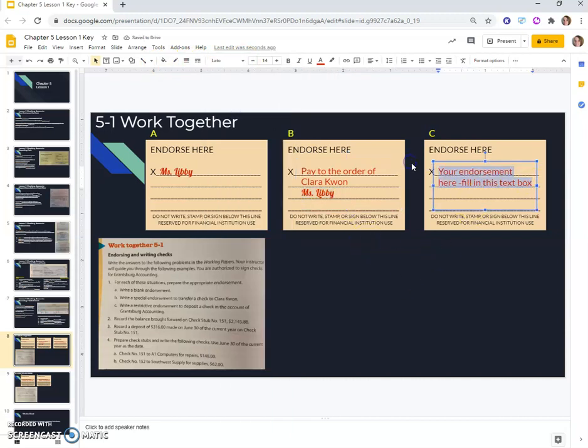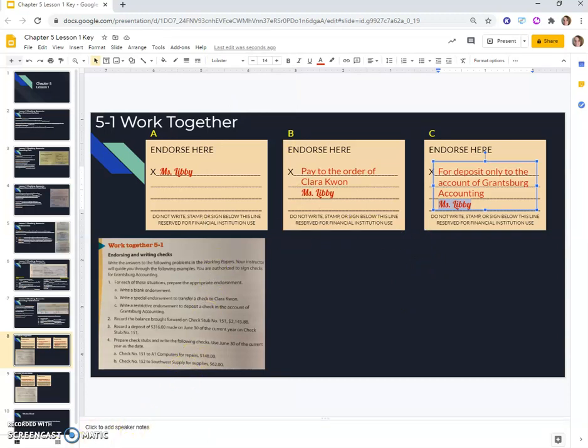All right, in the third example, letter C, write a restrictive endorsement to deposit a check in the account of Grantsburg Accounting. Restrictive means I'm saying only one thing can happen to it, so I'm going to write for deposit only to the account of Grantsburg Accounting, and then I'm going to sign it. Remember, you'll write your name and not Miss Libby as you do this.